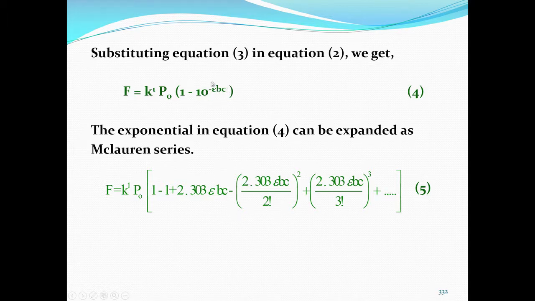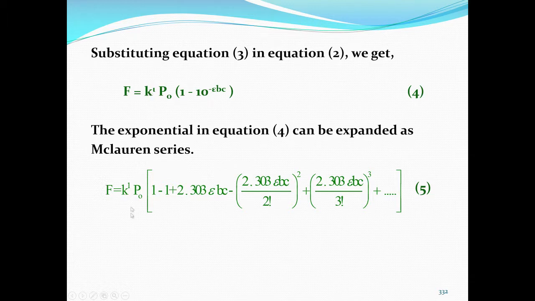Now, I put 10 to the power of minus epsilon bc as x, and then if I put it as x, I will be writing 1 minus 1 plus 2.303 x minus 2.303 x square by 2 factorial and then x cube by 3 factorial, like that. So, I am going to put this 10 to the power of minus epsilon bc in the same equation and expand it according to Maclaurin series.